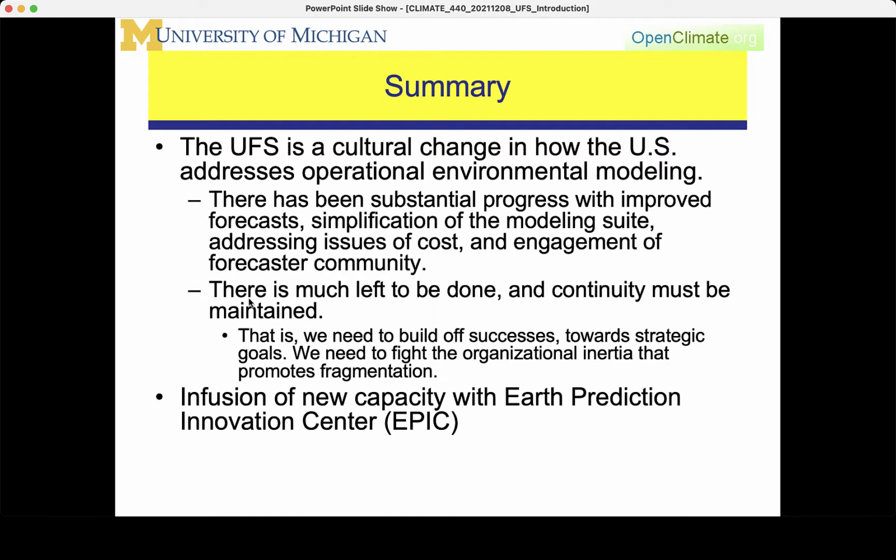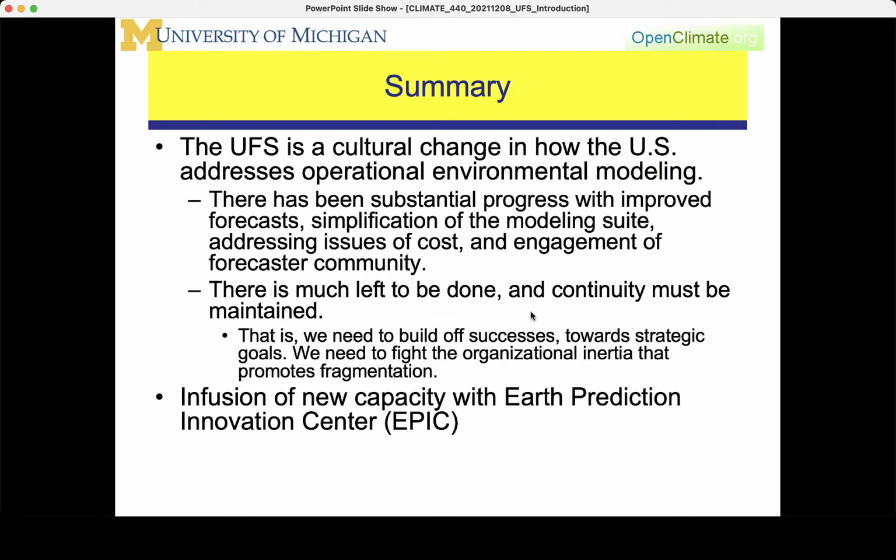So in summary, the UFS is a cultural change in how the U.S. is addressing operational environmental modeling. There has been substantial progress with improved forecasts, initial simplification of the modeling suite. We have addressed some issues of cost. There are still major computational cost challenges, and there's been far more engagement of the forecaster community with the model development community. There's much left to be done, and continuity must be maintained.